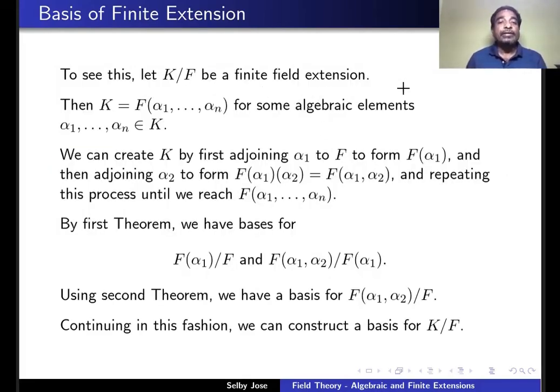Suppose K over F is a finite field extension. Then, as we saw earlier, K is equal to F of alpha 1, ..., alpha n, where each alpha i is algebraic over F and belongs to K. So we can create K from F by first adjoining alpha 1 to F to get F of alpha 1, and then adjoining alpha 2 to F of alpha 1, we get F of alpha 1 of alpha 2, which is the same as F of alpha 1, alpha 2, and repeating this process until we reach F of alpha 1, alpha 2, ..., alpha n, which is K.